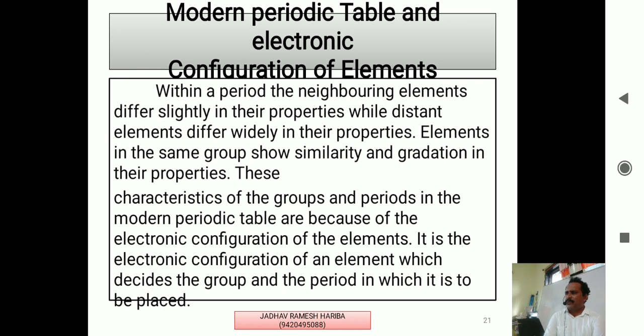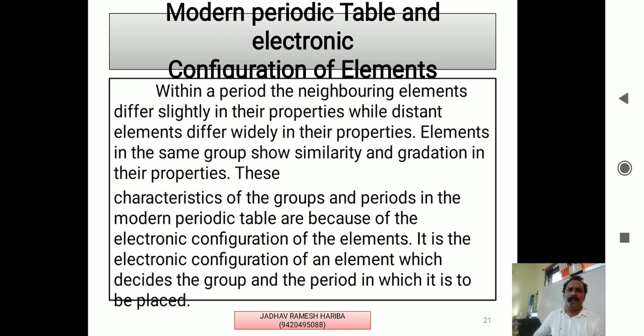For example, if we consider the third period, the elements are sodium, magnesium, aluminum, silicon, phosphorus, sulfur, chlorine and argon. Between sodium and magnesium, there is only a slight difference in properties. But if we consider elements in the same period that are far apart from each other, such as sodium and silicon, there is a much bigger difference in their properties, meaning their difference gets wide.